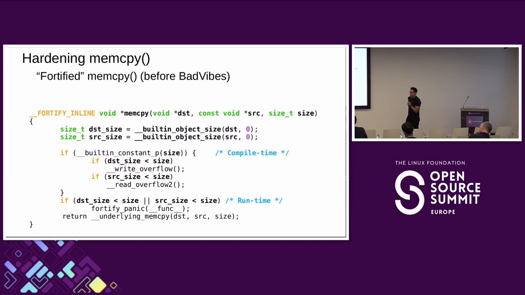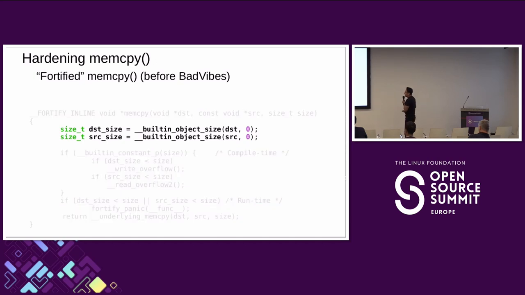That would be great to have, right? Okay, well, at the time when this vulnerability happened, we had a fortified version of memcpy. So this is before BadVibes. Let's see how this works. The workhorse of a fortified version of memcpy at the time was __builtin_object_size. This is a builtin compiler function. So what this builtin function does is basically we pass a pointer and it returns the size of the object this pointer is pointing to, right?